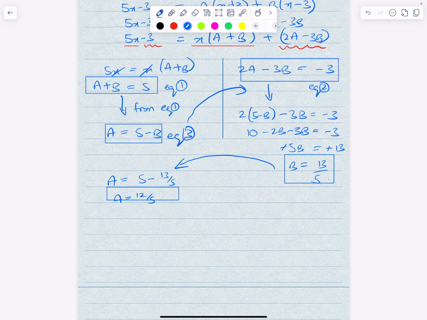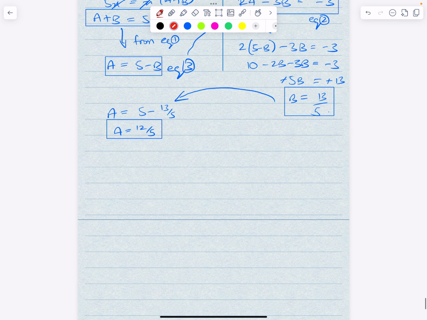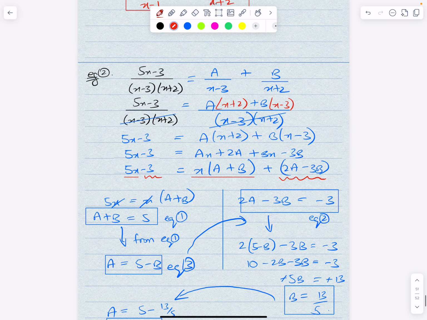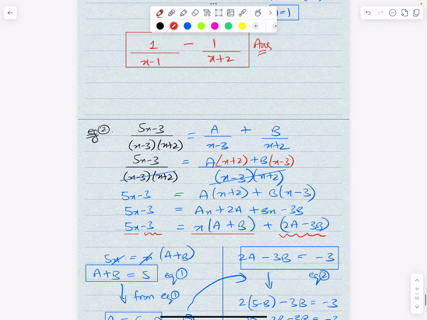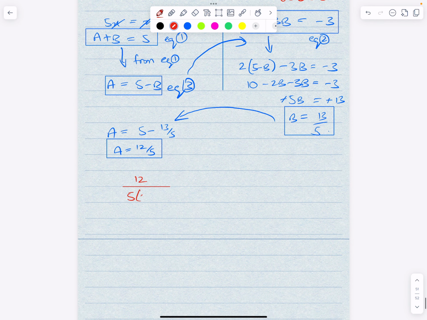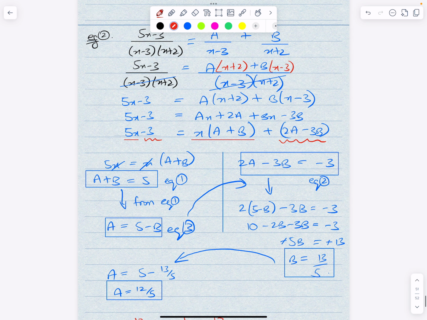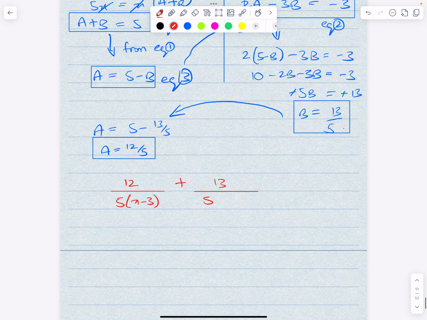I cannot leave my answer in this form, thus I'll have to write my answer as 12 over 5, the denominator is x minus 3, plus 13 over 5, the denominator is x plus 2. This is my answer.